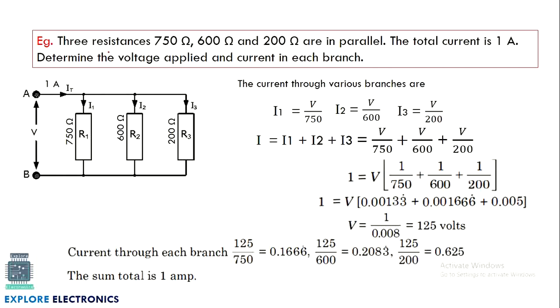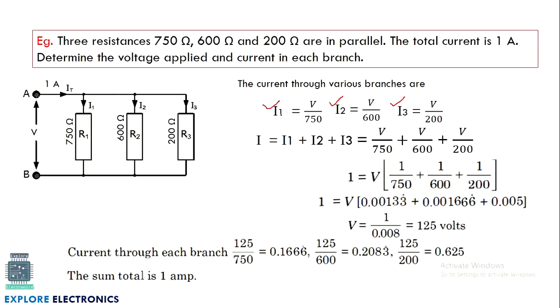Here three resistances, 750 ohm, 600 ohm and 200 ohm, are connected in parallel, and we know that the currents are going to be divided. That's why let us find out the currents first. In the question they have asked to determine the voltage applied and the current in each branch. So let us try to write the expression for current.